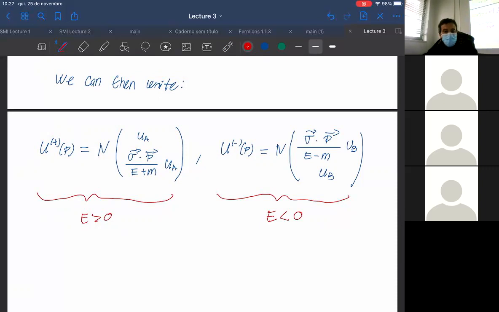But what is your point? The negative energy solution. If the energy is essentially the rest mass, then that term explodes. No, because it's negative, the energy.